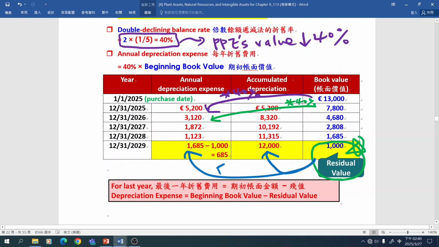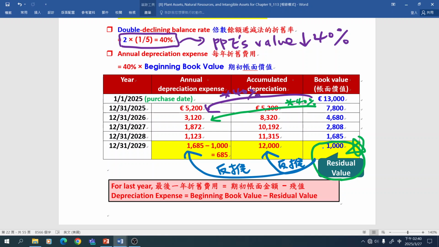Okay? Work backwards. Based on residual value to get the other two. So it's quite special for this method. That's why the last year should always be your residual value, because that's your expectation.